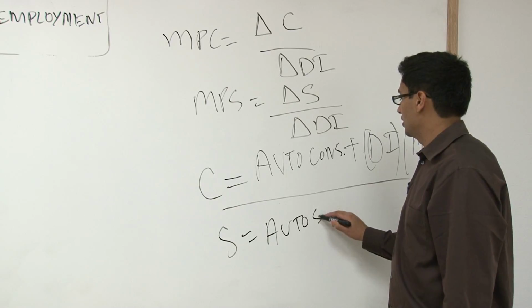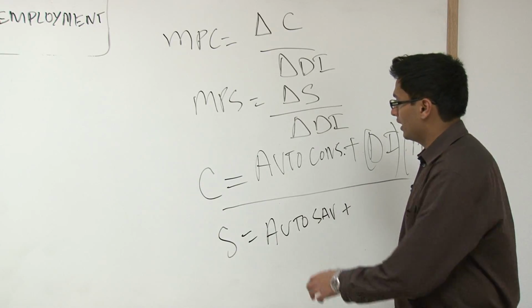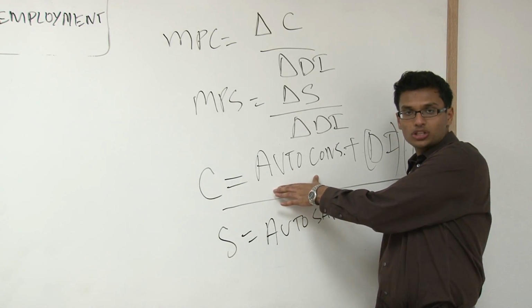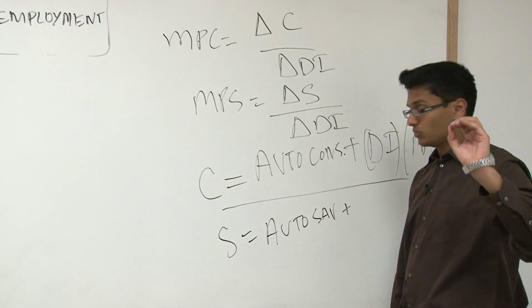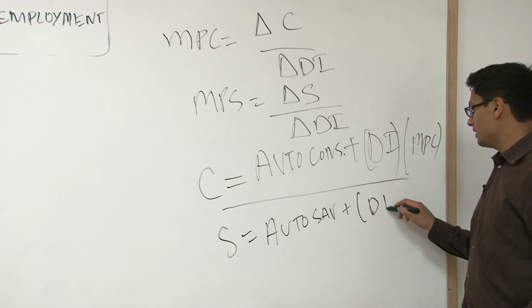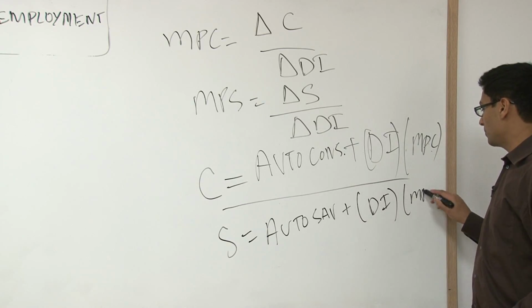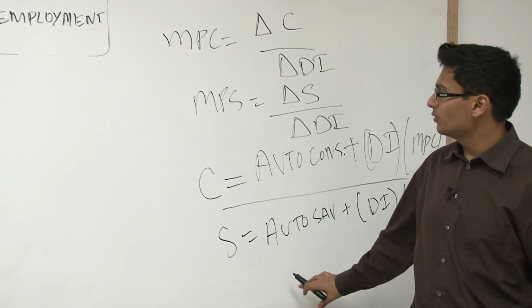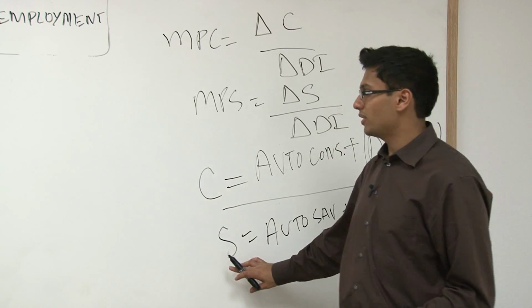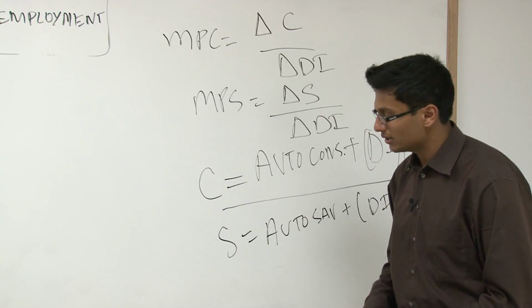and guys, this is the same thing. We said autonomous consumption is the consumption at 0 disposable income. Autonomous saving is the saving at 0 disposable income, plus DI, disposable income, times the marginal propensity to save. So know these for sure. They might show up on a test, and they're going to be important for you to understand.